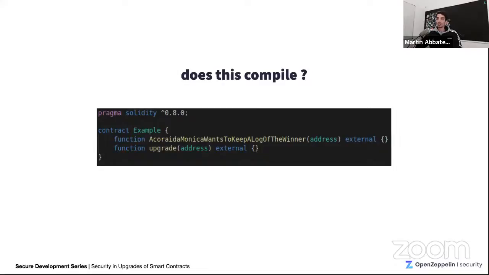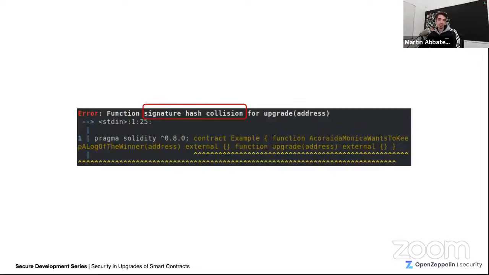But if you see this contract at plain sight, perhaps you would say that this contract should compile, right? It's just Solidity 0.8. It's just a contract called example, two functions, whatever, right? But if you attempt to compile it, you will see this warning, or actually an error, from the compiler that tells you about a signature hash collision.